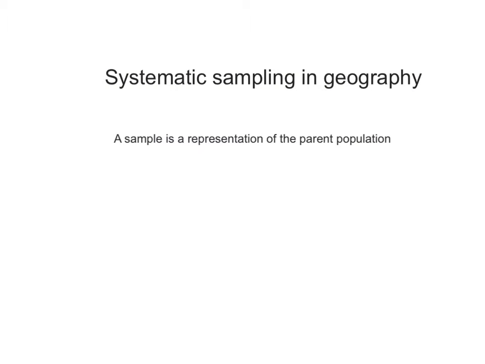In this tutorial, you will learn about systematic sampling in geography. Sampling is a way of best representing a parent population. You can't sample every part of a parent population, so sampling allows you to gather a representation of it.